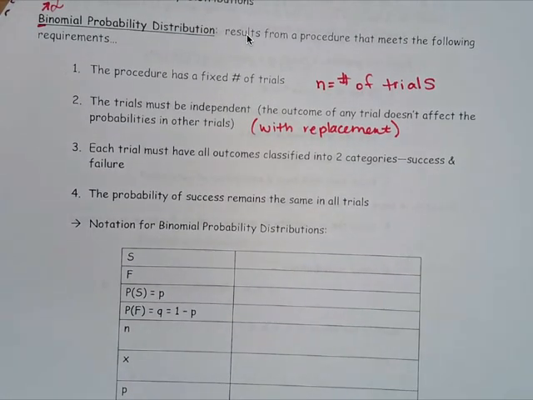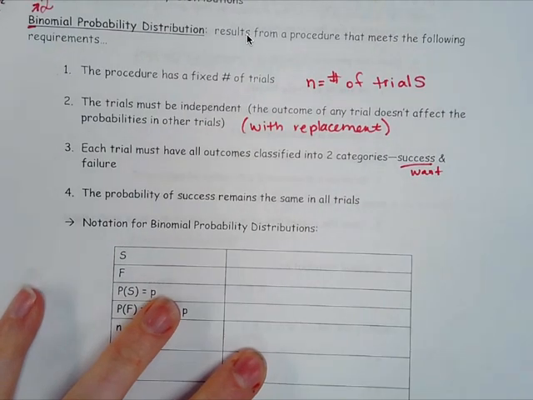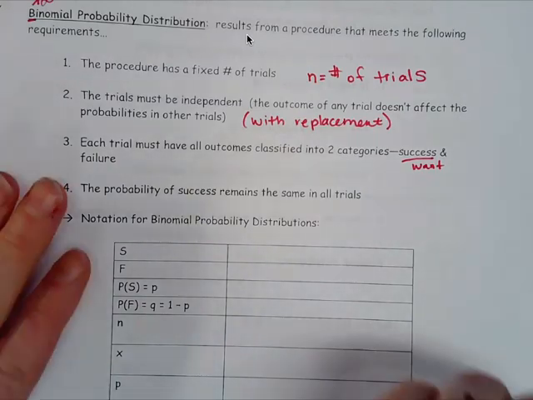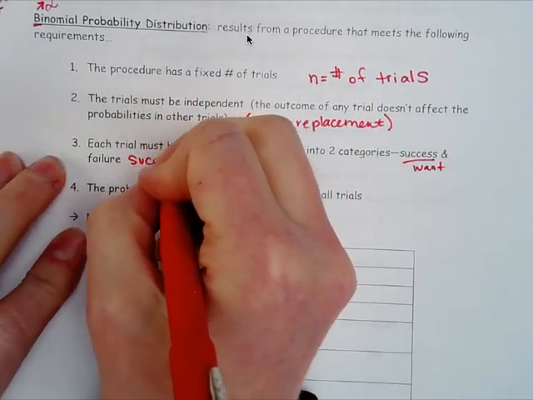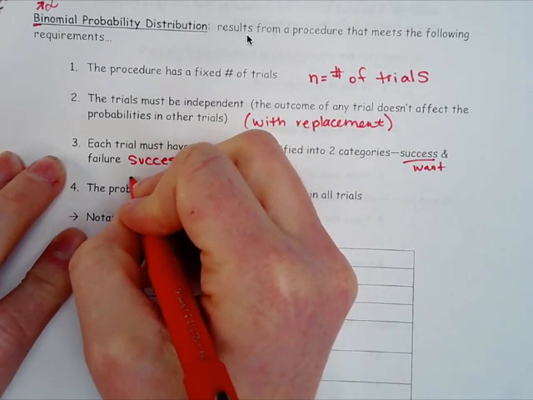Each trial must have all outcomes classified into two categories, success or failure. Success and failure doesn't mean good or bad. Success is just what you want. So let's say I want to find the probability of having a boy. Then my success would be boy, so my failure would be girl.